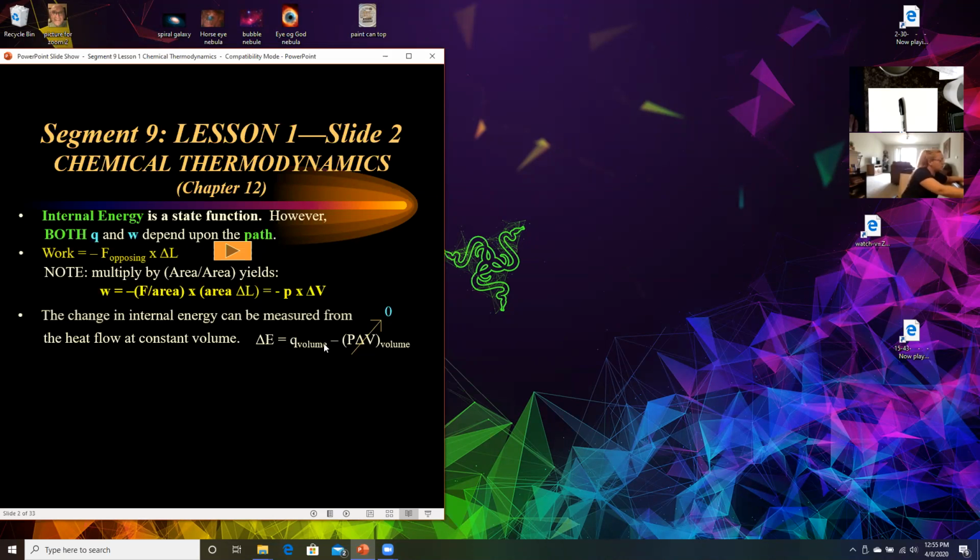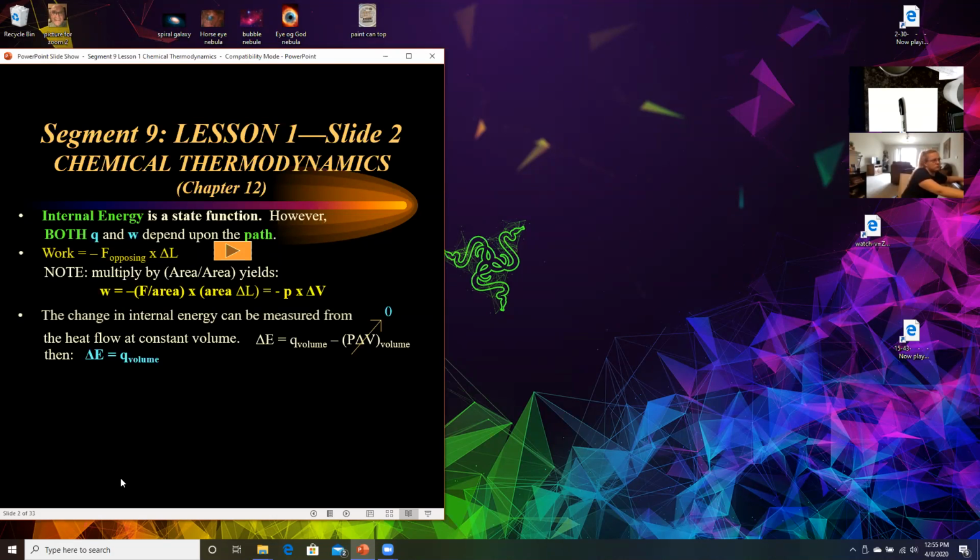Now we've already seen that Q and W are not state functions. They will change from one set of conditions to another set of conditions. But in this special case, the conditions are that there'll be no change in volume. Volume is constant. So if delta V is 0, no work was done. So this gives us Q at constant volume is going to be equal to delta E.